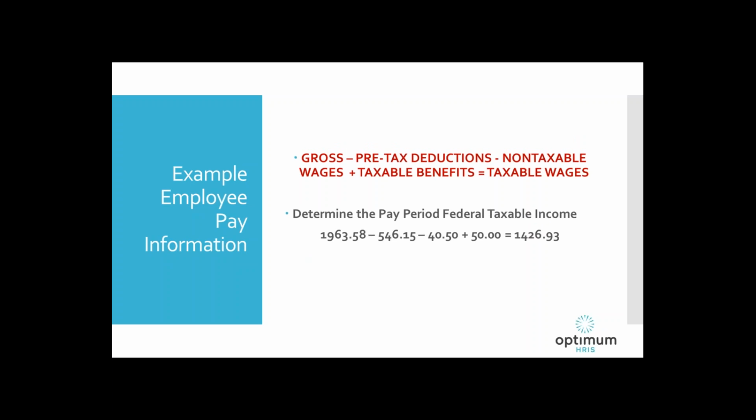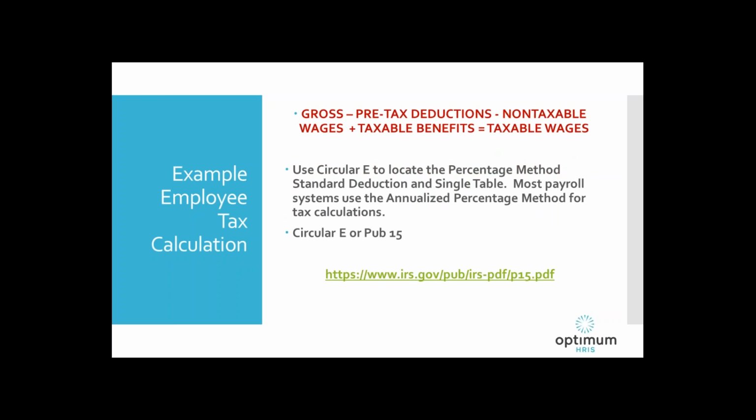So to determine the pay period federal taxable income, here's our equation. Gross of $1,963.58 minus pre-tax deductions of $546.15 minus non-taxable mileage reimbursement of $40.50 plus taxable country club membership benefit of $50 gives us taxable wages for federal income tax of $1,426.93. That's our taxable wage for this pay period for federal income tax.